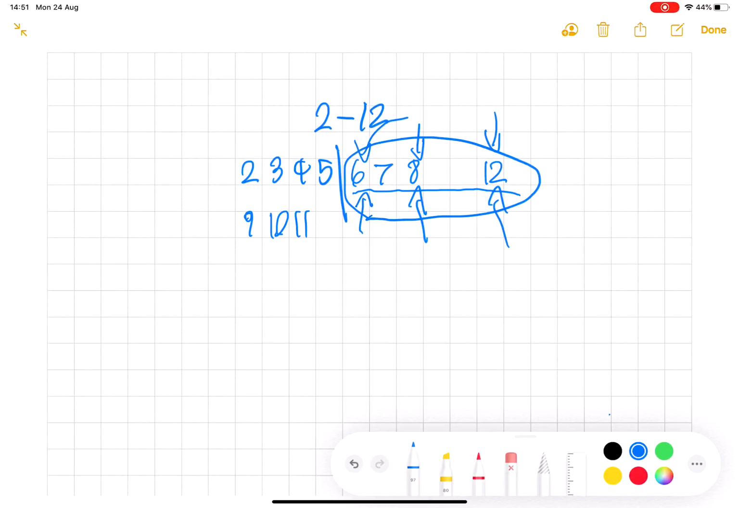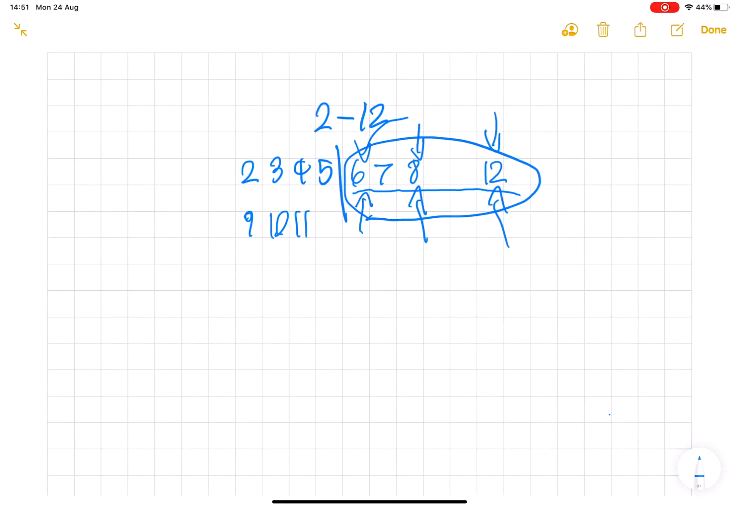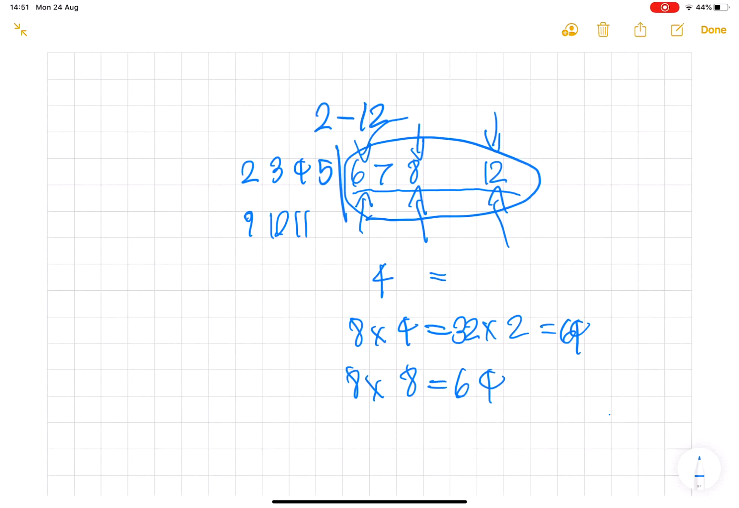Now 8 is the most practiced and easiest, because if you have 4, every answer of 4 you have to times 2. Like 8 times 4 equals, in your head, 32, times 2 equals 64. And to be honest, 8 times 8 is equal to 64. How does this method work?